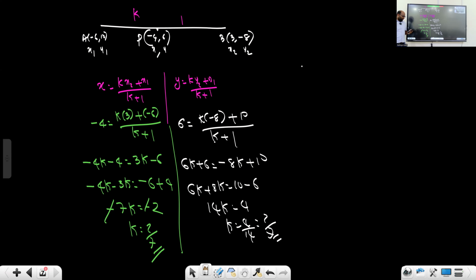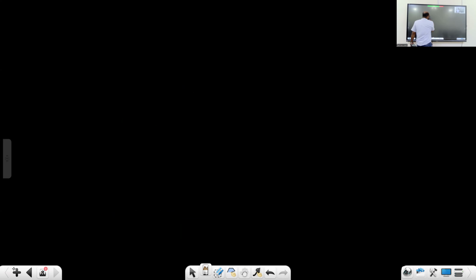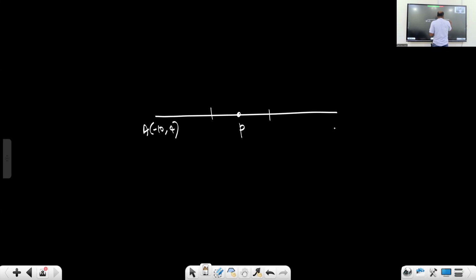P is the midpoint of AB. That's the initial thing. P is the midpoint, already given. 18th question. A is minus 10, 4. Good question, this one. B is minus 2, 0. P is the midpoint of AB.